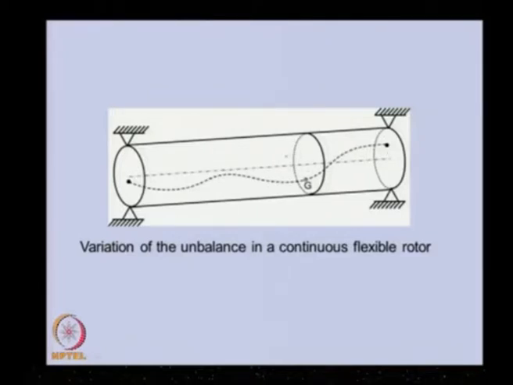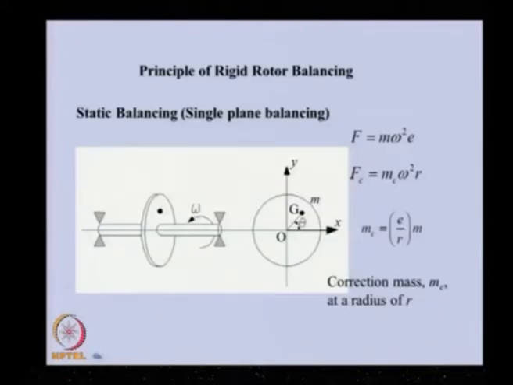Generally, this eccentricity will be of the order of microns in actual rotors. Now, coming to the principle of rigid rotor balancing. For single plane balancing, as we discussed earlier, we can balance by a single mass if we keep it opposite to this particular unbalance.